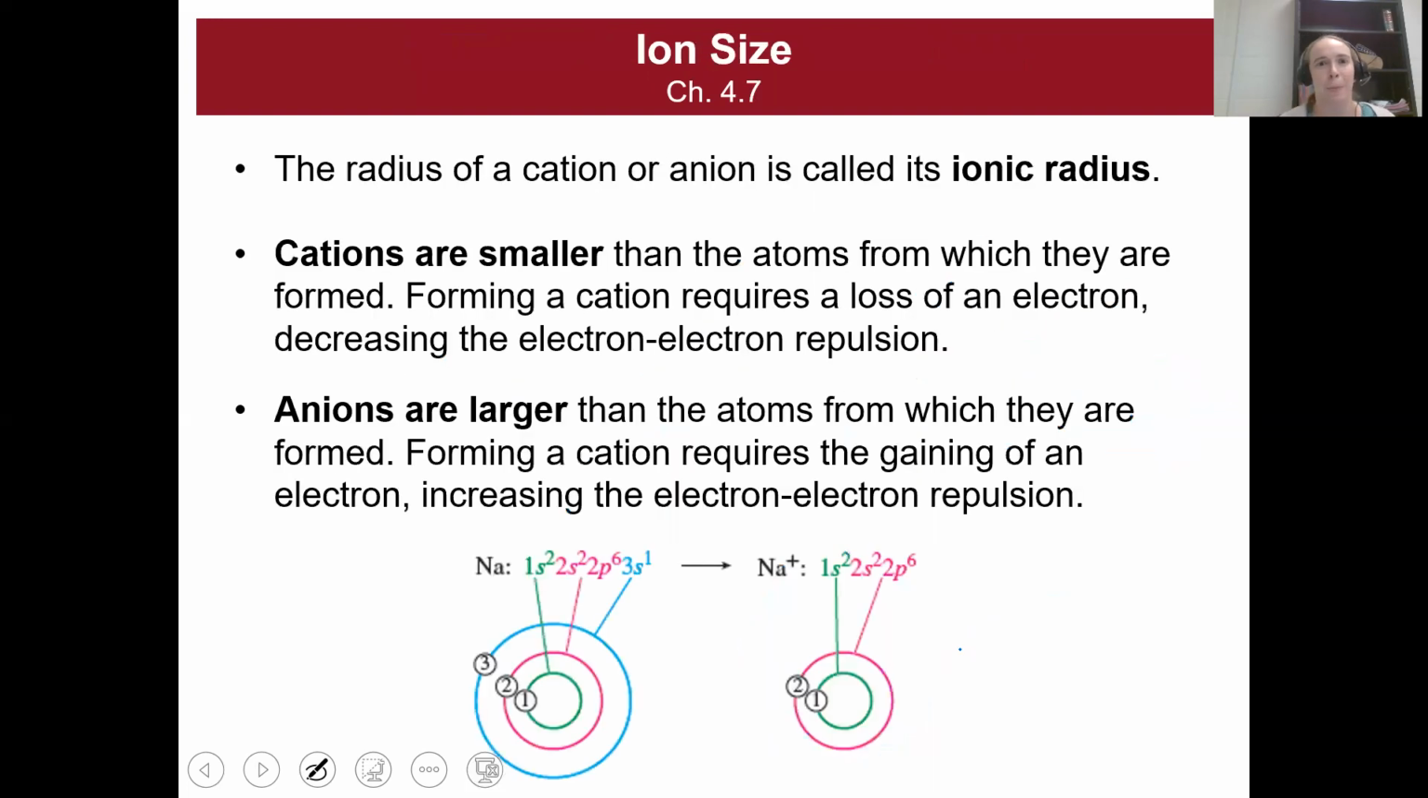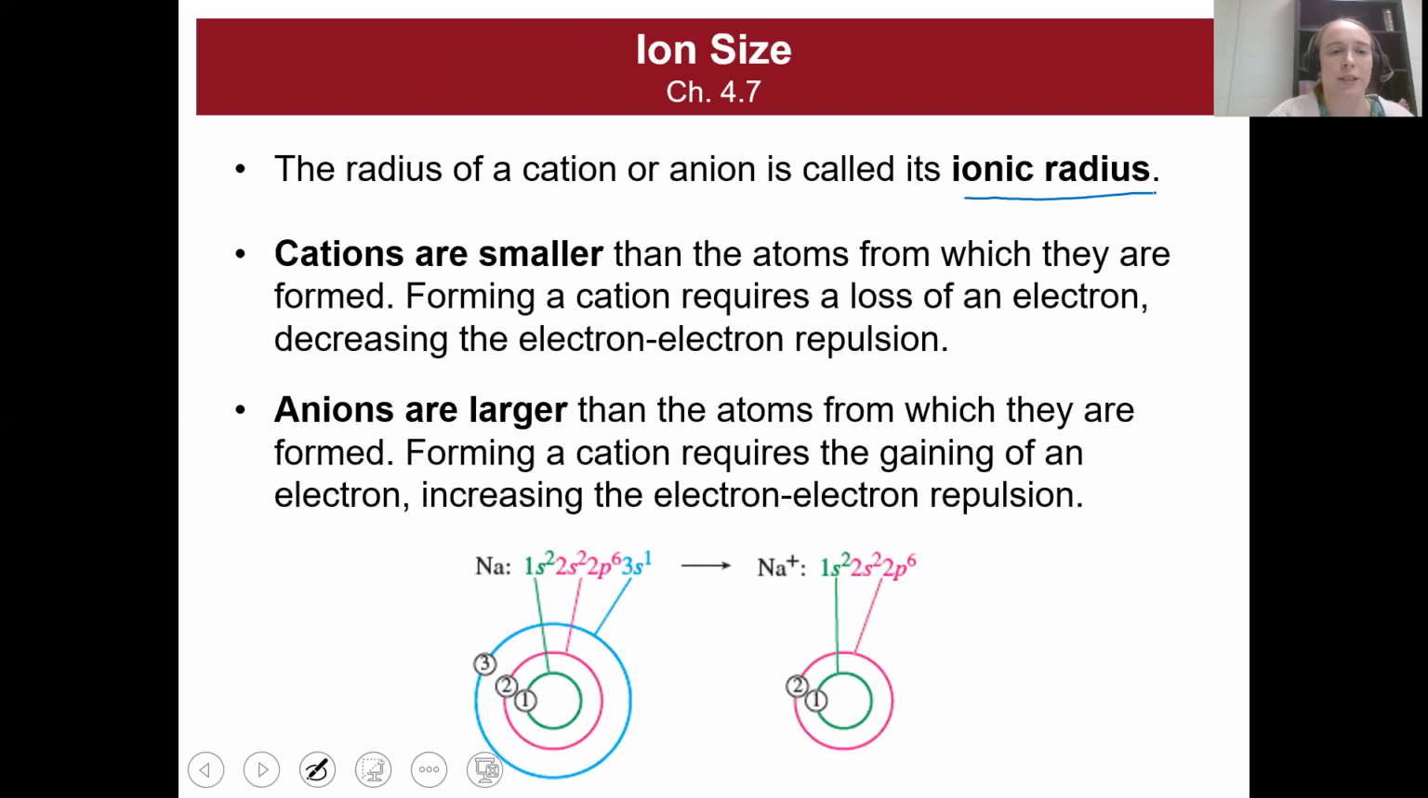All right, so now we're going to talk a tiny bit about ionic radius. This is going to go pretty fast, so don't worry. The radius of a cation or an anion is called its ionic radius. The ionic radius of elements is different than their atomic radius. The atomic radius is for the neutral atom. The ionic radius is going to be different.